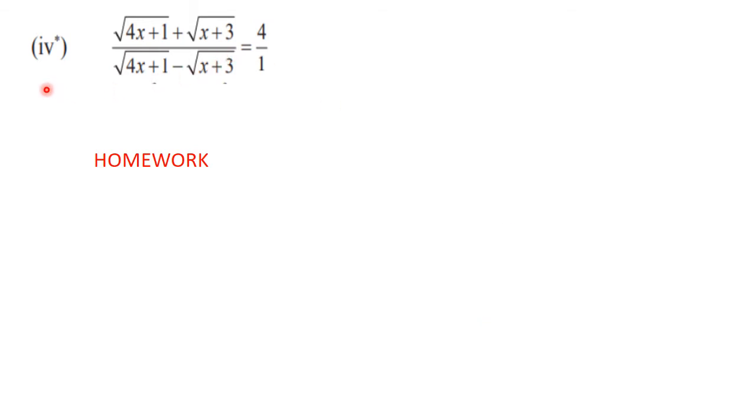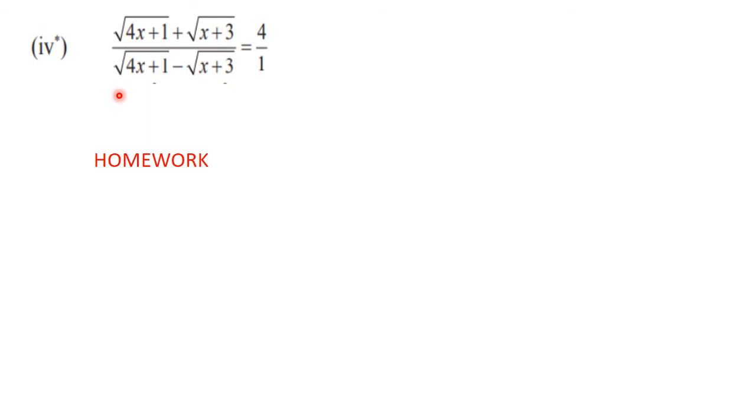Next question, question number 4. (Square root of 4x plus 1 plus square root of x plus 3) divided by (square root of 4x plus 1 minus square root of x plus 3) is equal to 4 upon 1. This is similar to question number 3. There you were having squares, but here you are having square roots. So the first step is again componendo and dividendo. Then in the numerator the second root will get cancelled and in the denominator the first root will get cancelled.